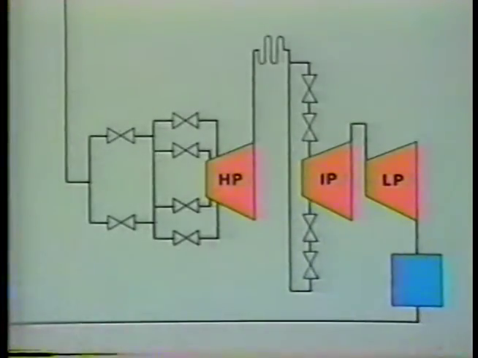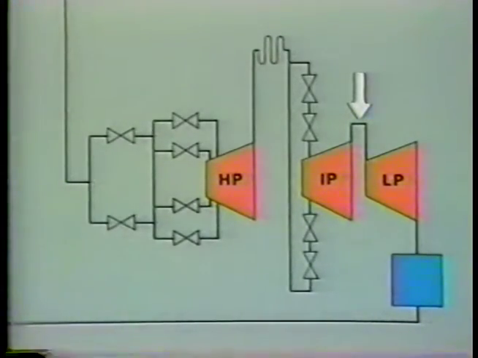Well, we've seen the basic operation of reheat stop valves and intercept valves. Now let's follow the flow of steam as it leaves the intercept valves and travels through the remaining sections of the turbine. The steam leaves the intercept valves and travels through the intermediate section of the turbine. Then the steam is directed to the low-pressure turbine through a crossover pipe.